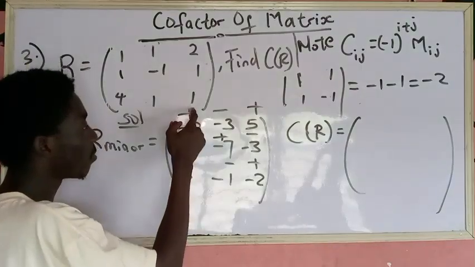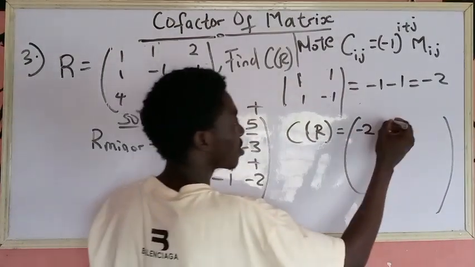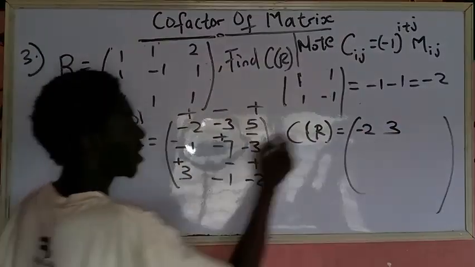Then you have plus times minus 2 is what? It's a minus 2. Minus times minus 3 is a plus 3. Plus times 5, you have a what?